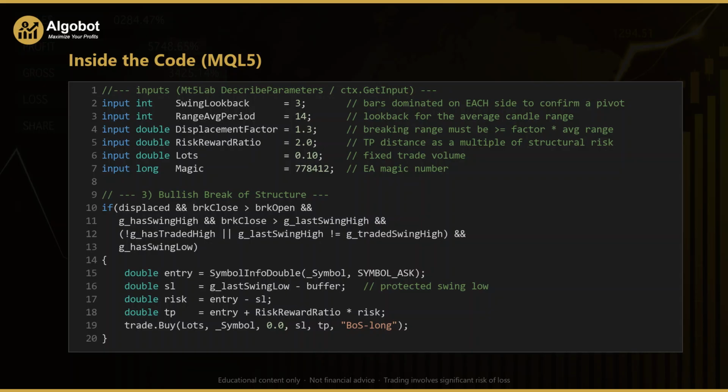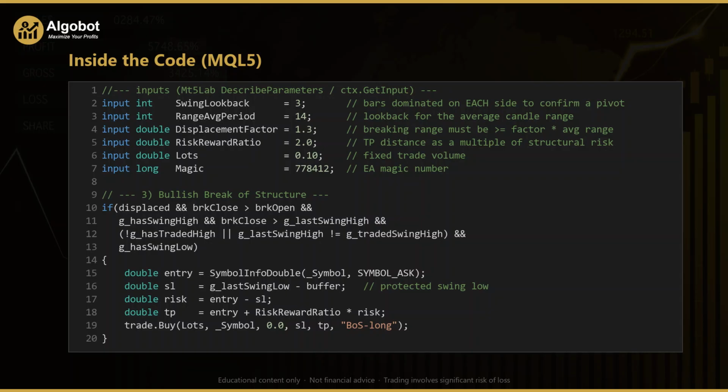Range average period, 14, sets how many bars feed the average range calculation. Displacement factor, 1.3, is the momentum gate. Increase it, and only the most explosive candles qualify. Risk-reward ratio, 2, stretches or tightens the take-profit relative to your risk. Lots fixes the trade size, and magic tags every order, so the EA only manages its own positions.